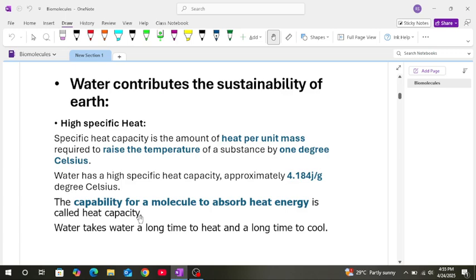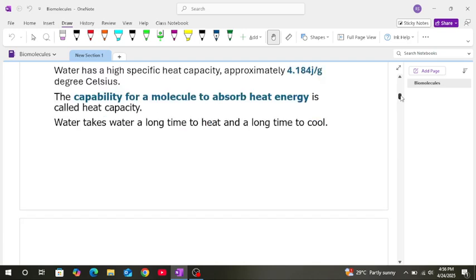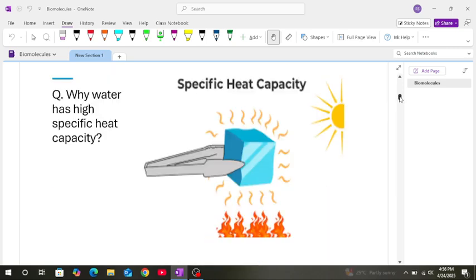So now we are using high specific heat. That means water molecules have the ability or capability of absorbing heat, and the particular heat is higher in amount. We require higher heat to raise the temperature of the water by 1 degree centigrade. That is why a lot of time is required to heat or to cool water, and this is significant for the homeostasis process.